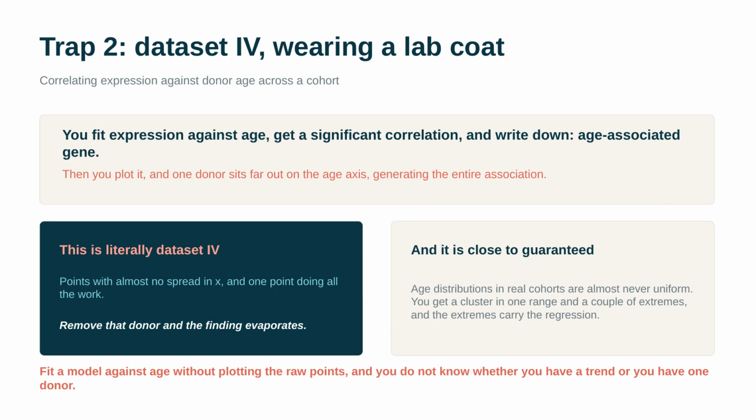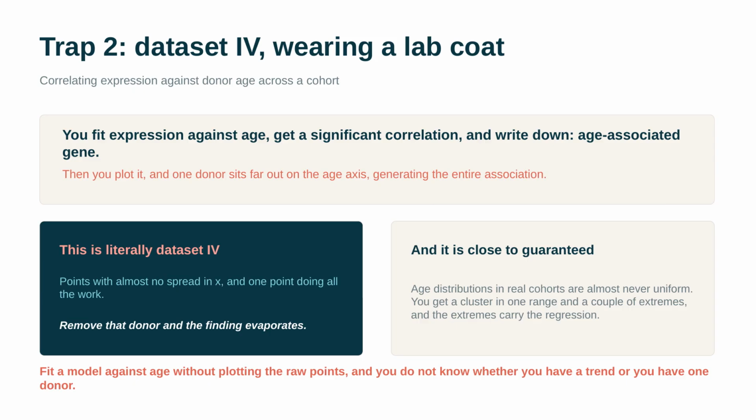Trap 2. This is Anscombe's dataset 4, wearing a lab coat. You correlate a gene's expression against donor age across a cohort. You get a significant correlation. You write down age-associated gene. But plot it, and one donor sits far out on the age axis, and that single donor is generating the entire association. This is exactly dataset 4. 10 points with no spread in X, and 1 point doing all the work.